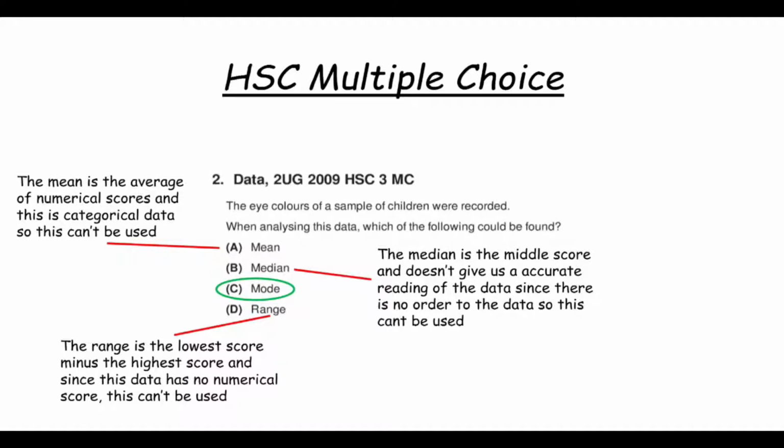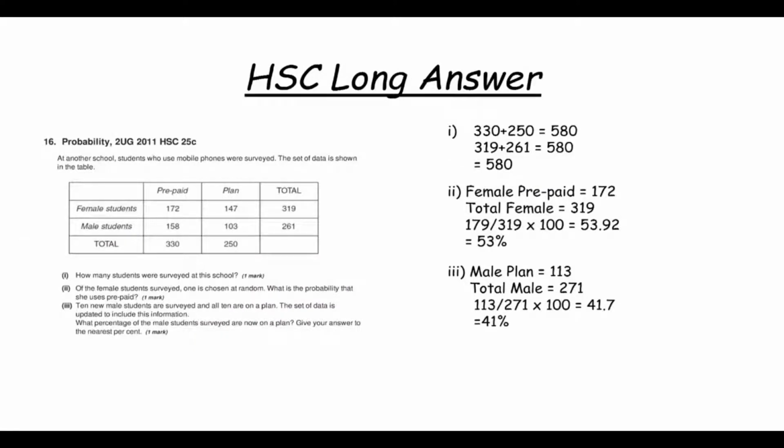for categorical data. The mean is the average of numerical scores and this is categorical data, so this can't be used. The median is the middle score and doesn't give us an accurate reading of the data. Since there is no order to the data, this can't be used. The range is the highest score minus the lowest score, and since the data has no numerical score, this can't be used.